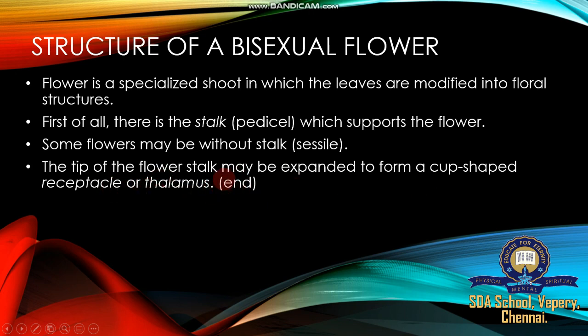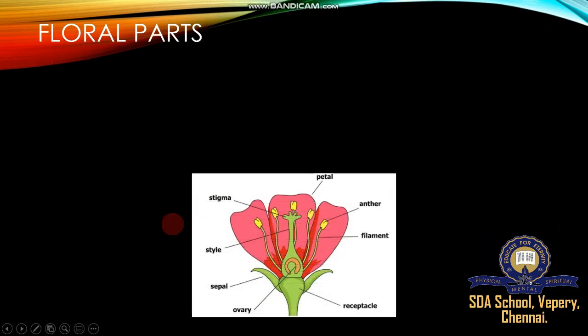Okay, next slide we have a flower diagram. I will show you once more. Next, the floral parts. Here I show you the flower. The flower consists of a stalk, which is called a pedicel. The pedicel attaches to a little swollen part called the receptacle or thalamus.